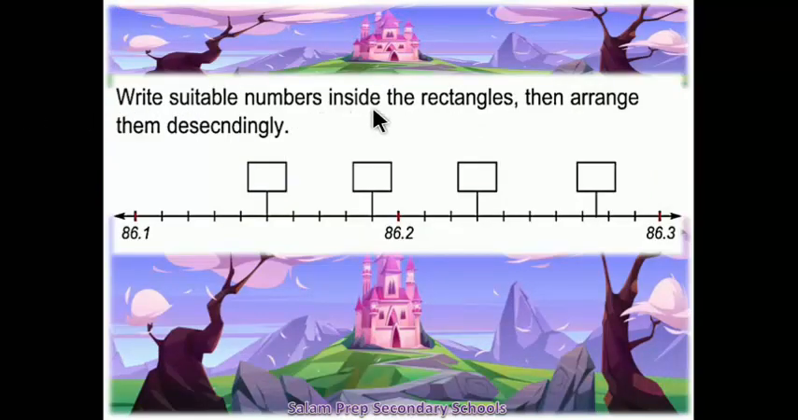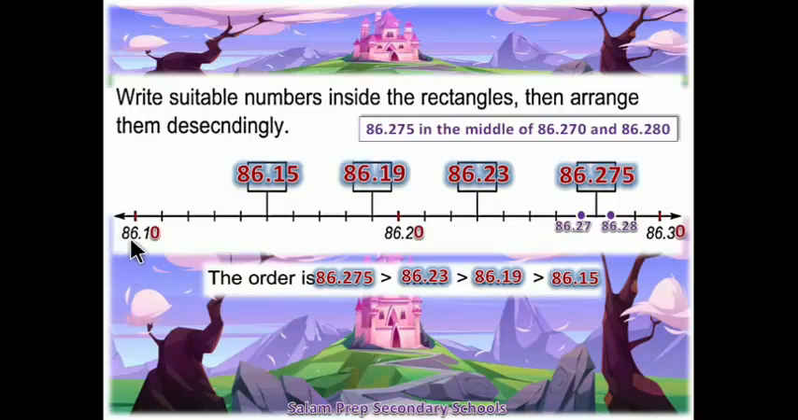Write suitable numbers inside rectangles, then arrange them descending. Descending means from the greatest to the smallest. Look at the number line. Start with 86.1, 86.2, 86.3. We need to find decimal numbers on the number line. To achieve this condition, we need to balance decimal numbers. So we need to put 0 in hundredths place in decimal part. Okay? Like this: 86.10, 86.20, 86.30.